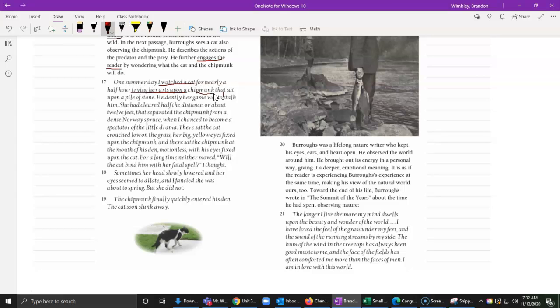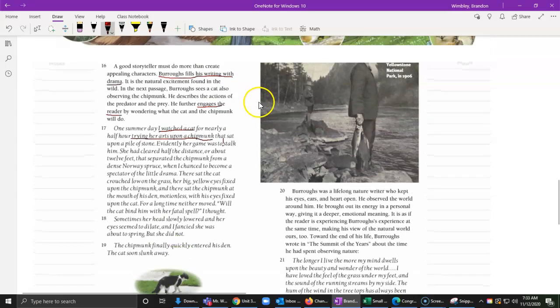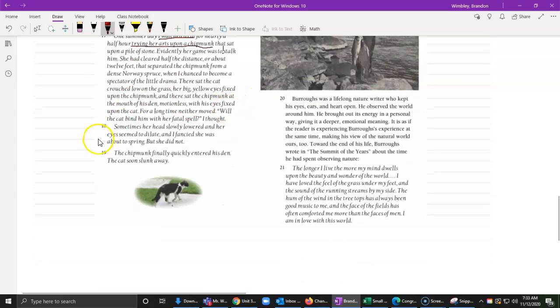So paragraph 16 talks about another element, talks about that drama. So I hope you notice in this portion, we're really seeing some action come about. And what mood did you notice? He's trying to create like a suspenseful mood. So let's keep going. Number 18.